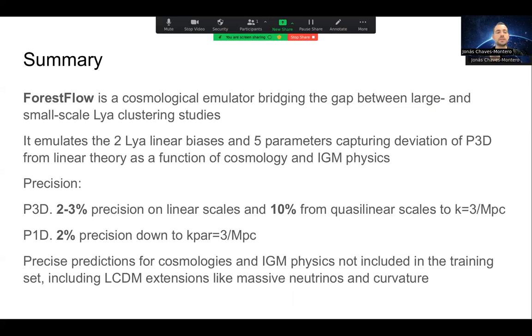In addition, it is important to say again that the emulator also makes precise predictions for cosmologies that are not in the training set, including non-ΛCDM extensions like massive neutrinos and curvature. Next slide.